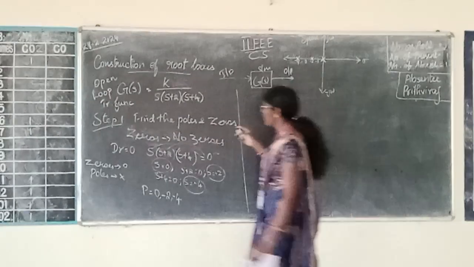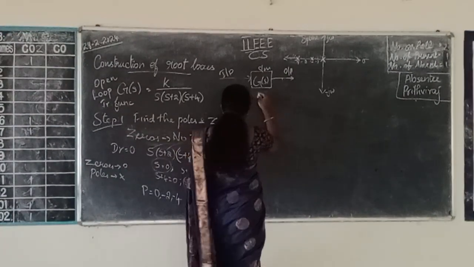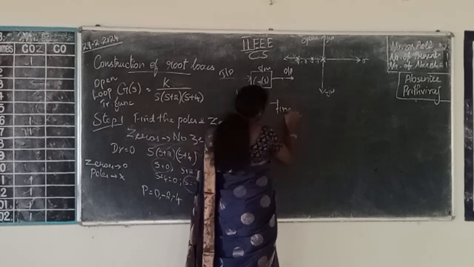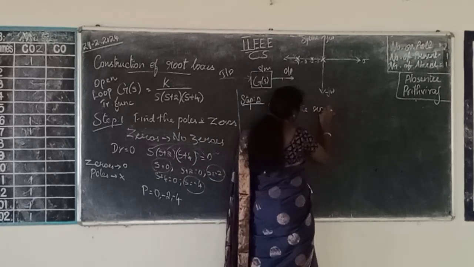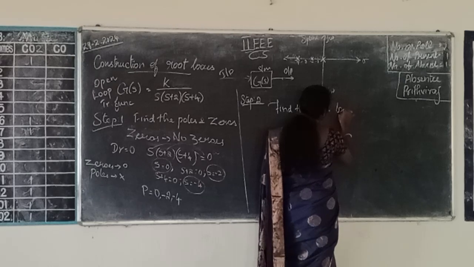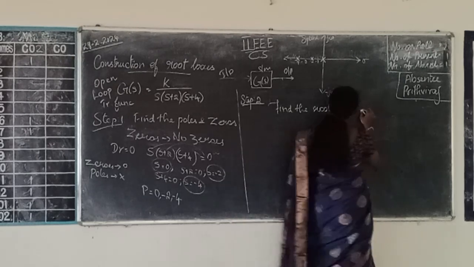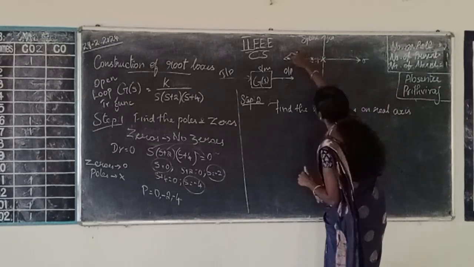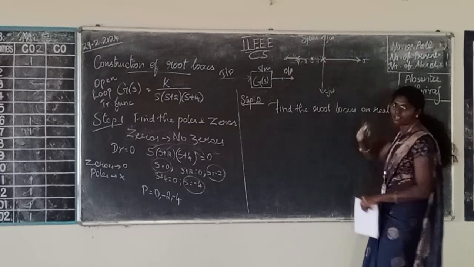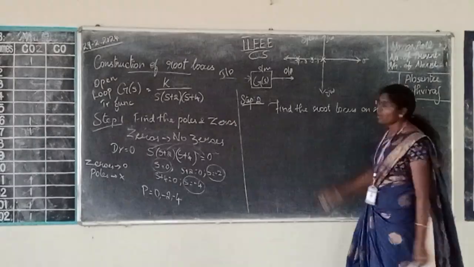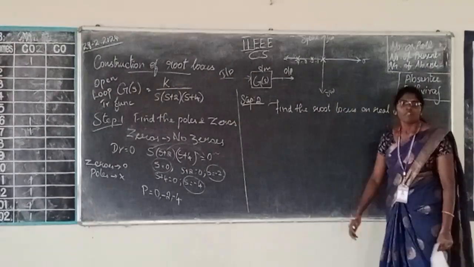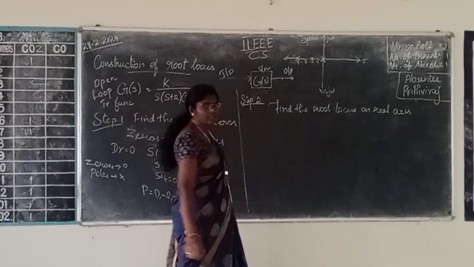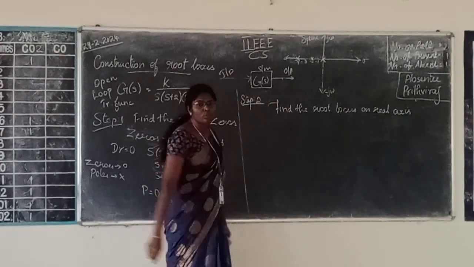The next step, after marking the poles, is step 2: find the root locus. So now we have 3 points, the poles. From there, on the real axis, this is the real axis, right? And this is the imaginary axis. On the real axis, I am going to find where the root locus exists. So where the root locus exists, how will we find that?